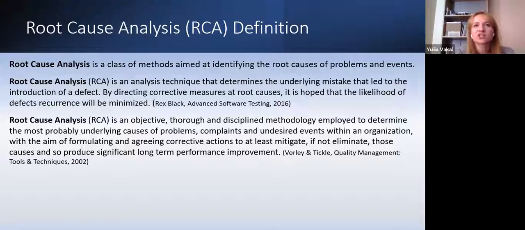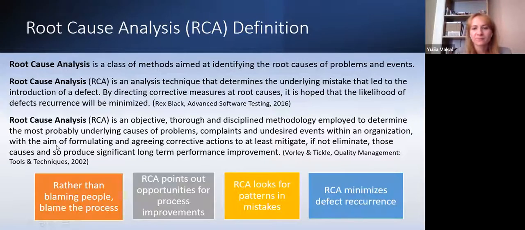So the second definition is just about defects, and it's from Rex Black. In terms of testing, root cause analysis is the analysis technique that determines the underlying mistake which led to the introduction of a defect. The very important thing is that by directing corrective measures at root causes, we hope the likelihood of defect recurrence will be minimized. And that's probably the main goal of root cause analysis: to minimize this defect recurrence.